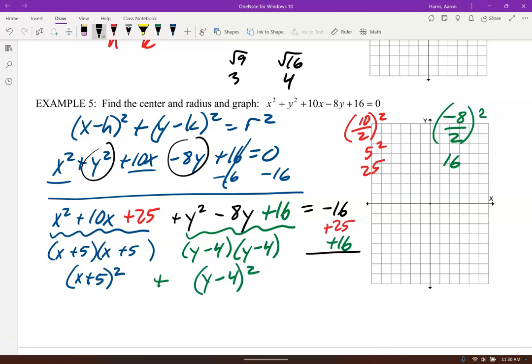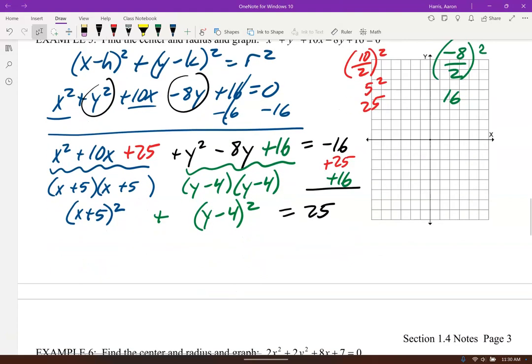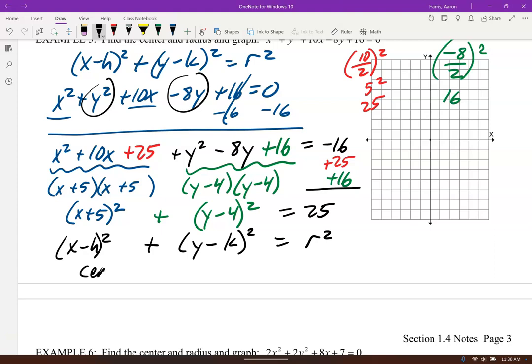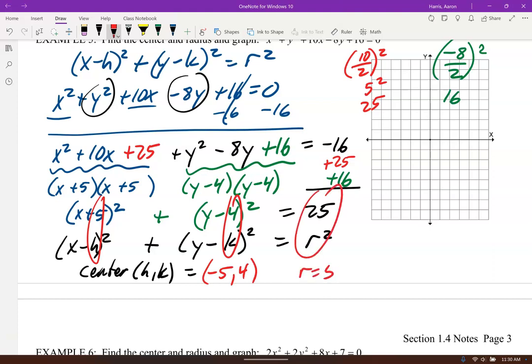And then I'm going to add all these up. Negative 16 plus 25 plus 16 gives me 25. And there it is: x minus h squared plus y minus k squared equals r squared. So my center, my h, k, would be h is negative 5, k is positive 4. And r squared is 25, so the radius is 5. So negative 5, 4 is on my graph.